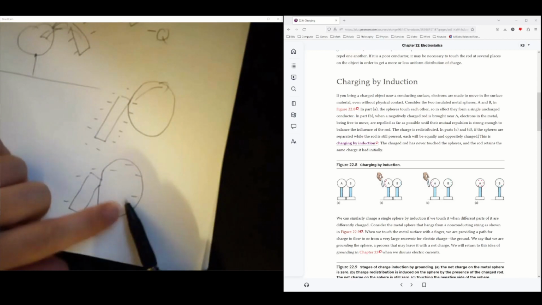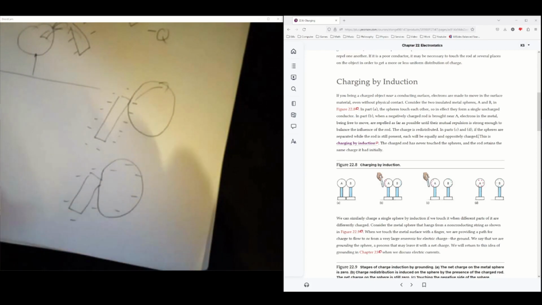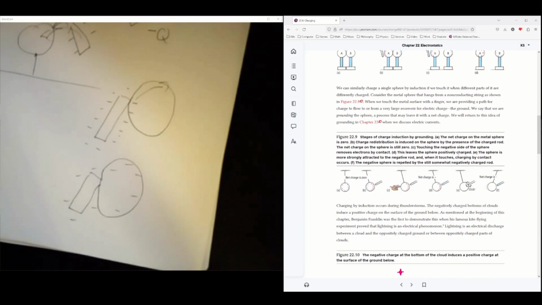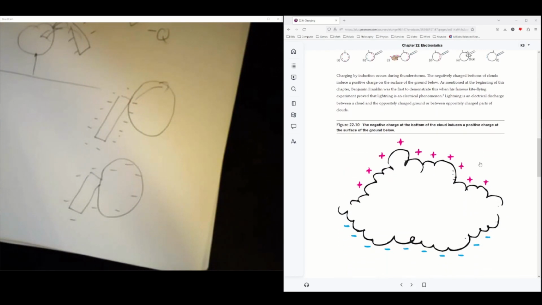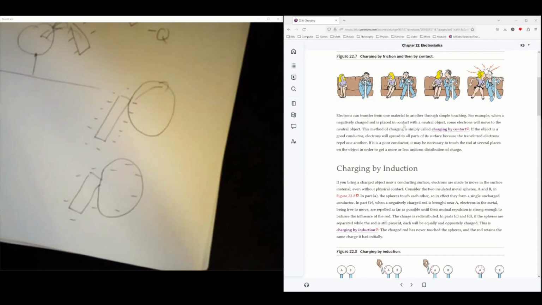Now, it does have to be a conductor. If you touched an insulator, nothing's going to happen, because an insulator resists charge moving around. In an insulator, the charge is really tightly bound. So you would have to touch a conductor to get charging by induction. You'd have to be using conductors and not any insulator.